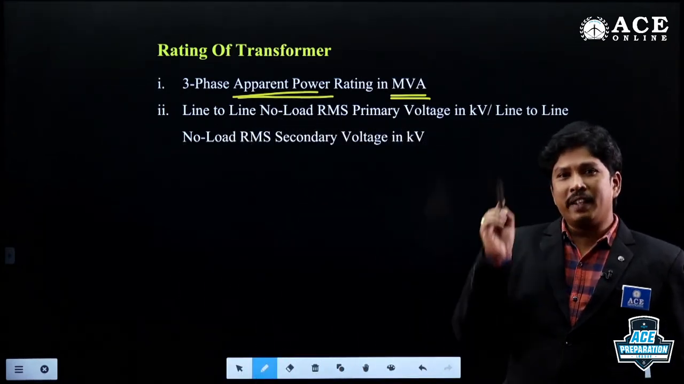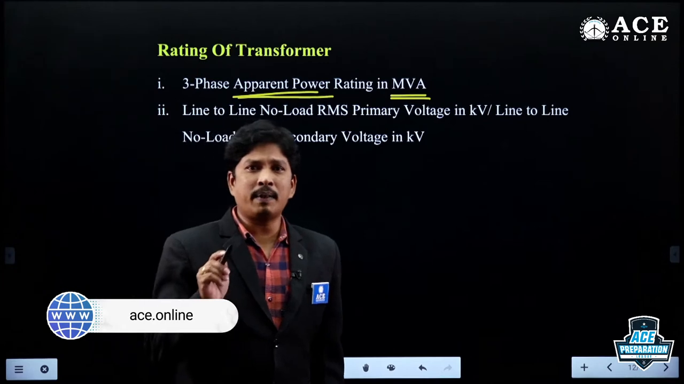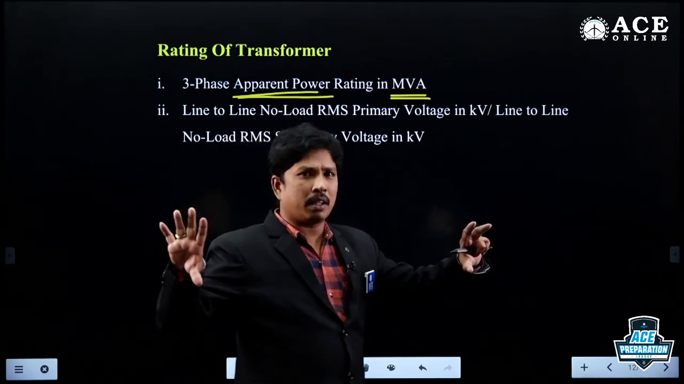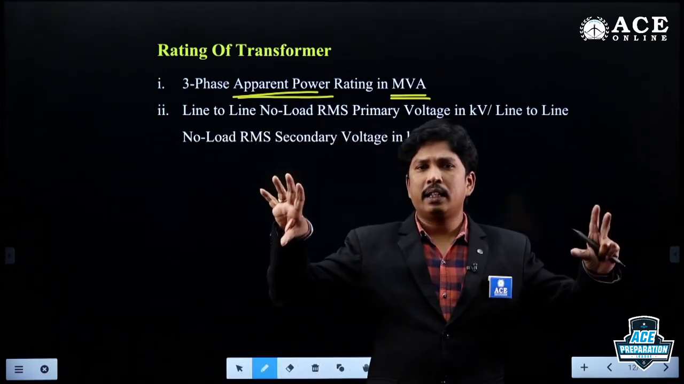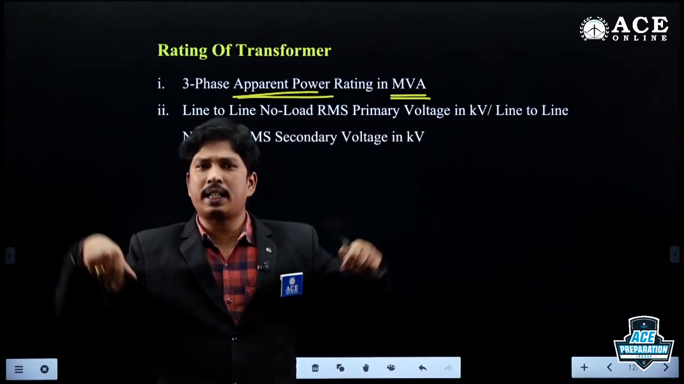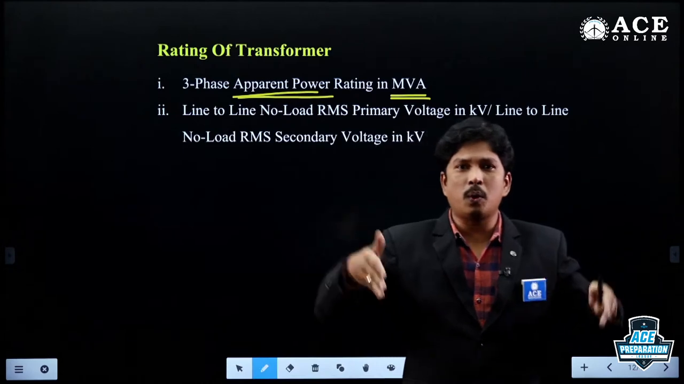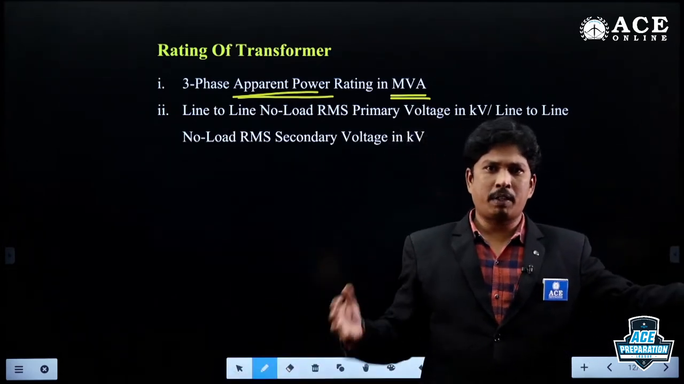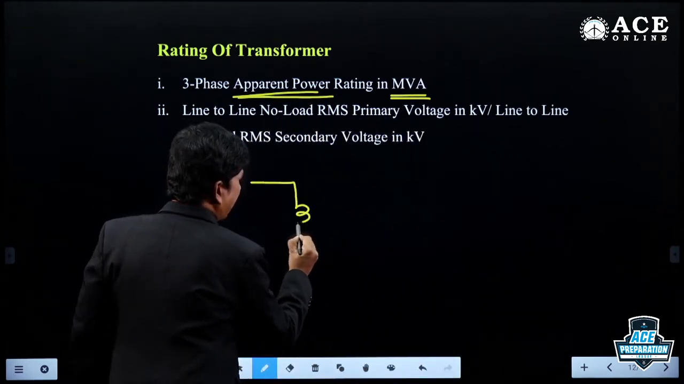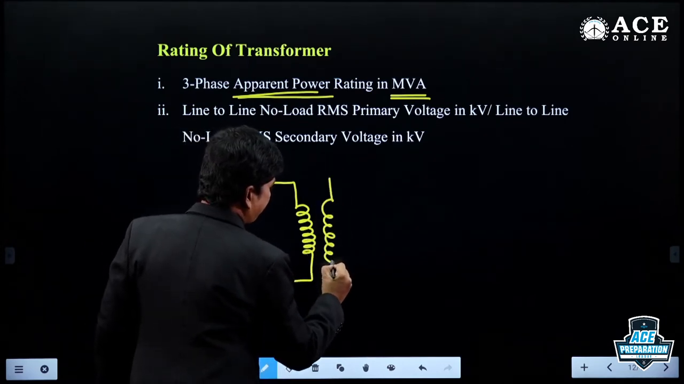But while giving the voltage rating of the transformer, the transformer has two different windings. The transformer has constant power from primary to secondary, but it may not have the same voltage levels. It has two different voltage levels, so we need to give two voltage ratings, from primary to secondary. Therefore, whenever we give the rating of the transformer, remember this.